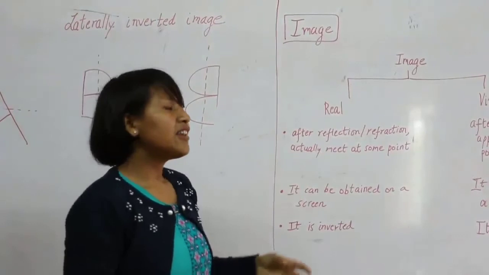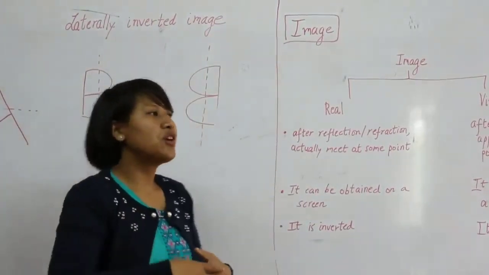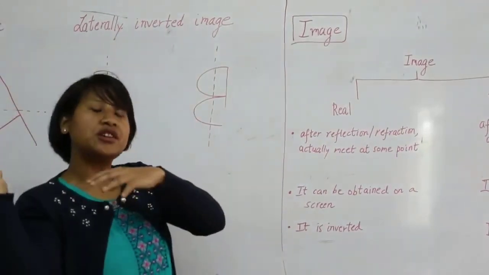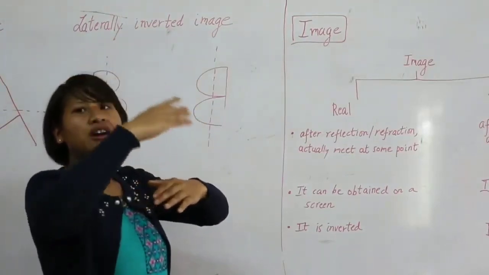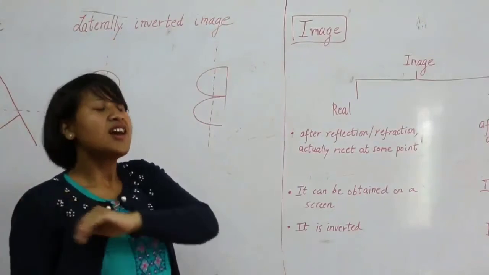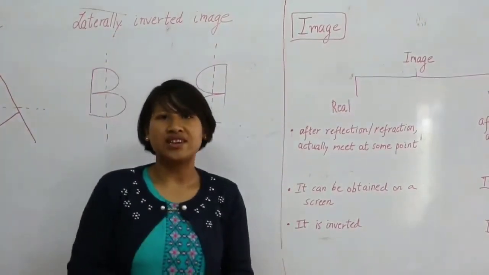And a real image is always found to be inverted. Like me, for instance, when the image is on the screen, it will be inverted. My top will actually be at the bottom. However, a virtual image is always erect.